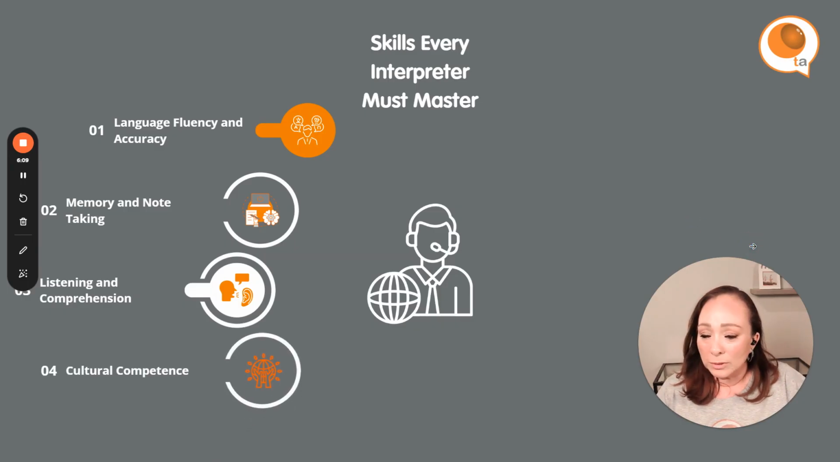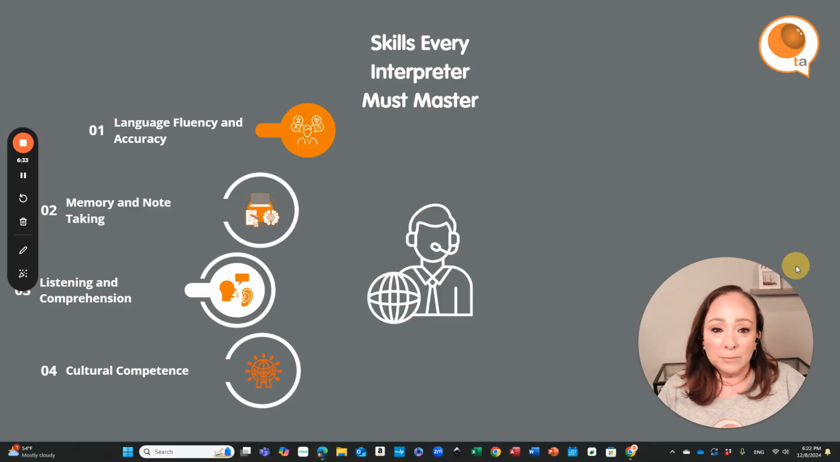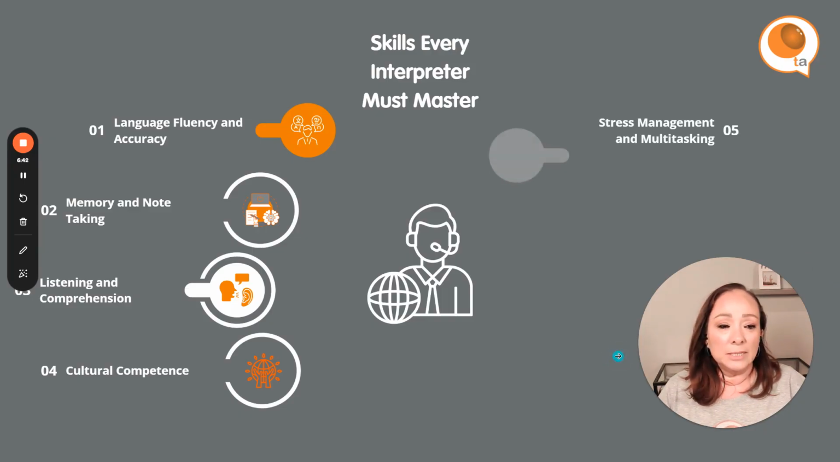Number 4, cultural competence. This is important because as interpreters, for example, I am from Mexico, but I need to have an understanding of the words that are used by people from Colombia, Venezuela, Puerto Rico, Cuba, and Spain. I mean, from all the different countries that speak Spanish, so that I'm able to interpret faithfully.